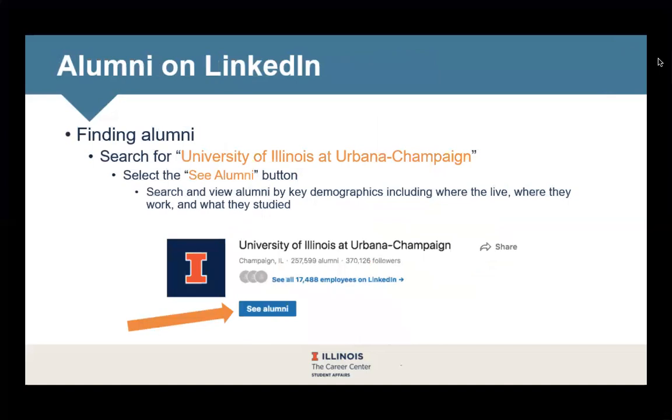So this is, in my opinion, one of the coolest features of LinkedIn. If you search on LinkedIn for University of Illinois at Urbana-Champaign and click the See Alumni button, you can actually see all of the alumni who are on LinkedIn, and it divides them by job, by industry, by company. For example, and sorry if you hear my dog, I apologize, the other day I pulled up University of Illinois, See Alumni, and I was able to see all of the alumni who worked at Google.